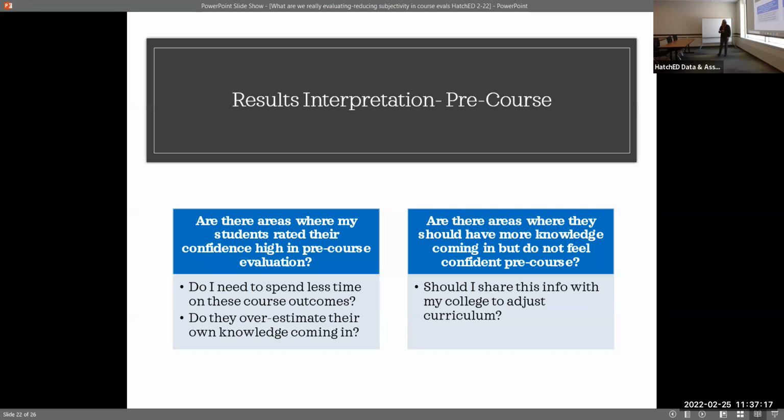All right, so result interpretation, pre-course. So I looked at whether there are students or areas where the students rated their confidence high coming into the course. Do I need to spend less time on those areas? Or are they overestimating their own knowledge about something because they've had it before?